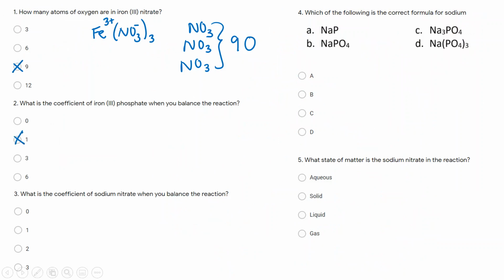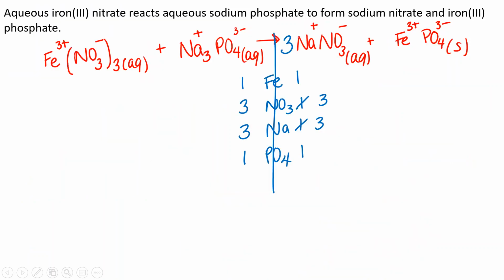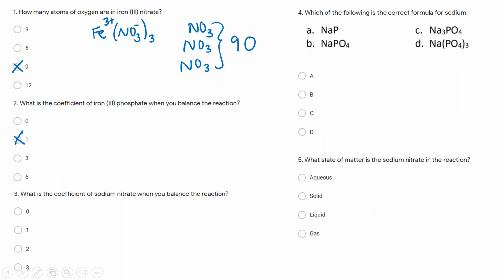What was the coefficient on the sodium nitrate? So the sodium nitrate, we had to put that 3. The correct formula for sodium phosphate. So since sodium is +1 and phosphate is PO4 -3, I need 3 sodiums. So that's going to be choice C. And then the state of matter of the sodium nitrate, in our equation we found that to be aqueous.